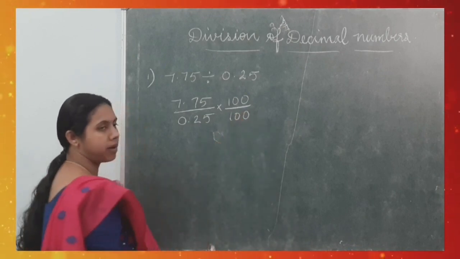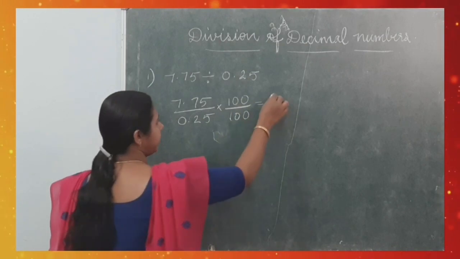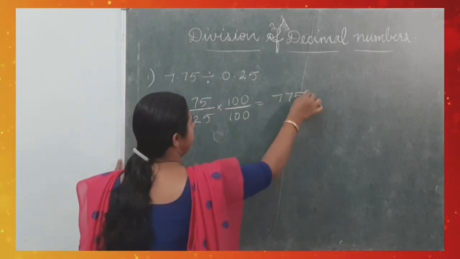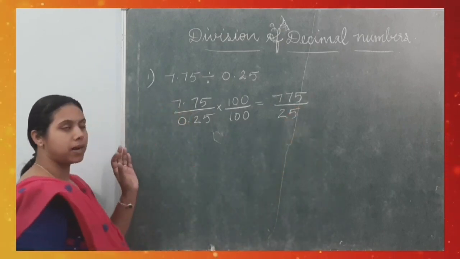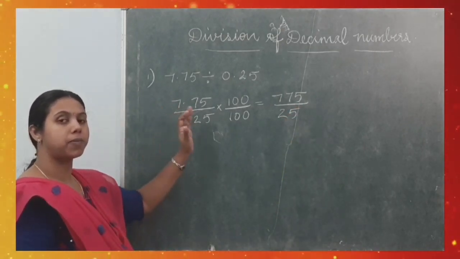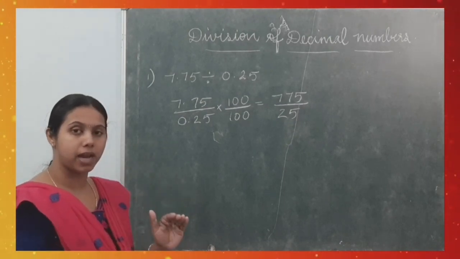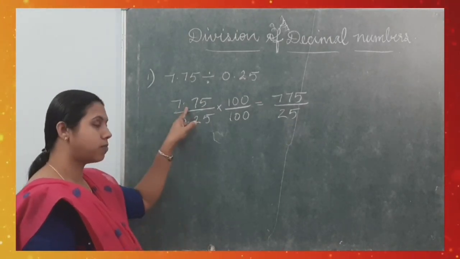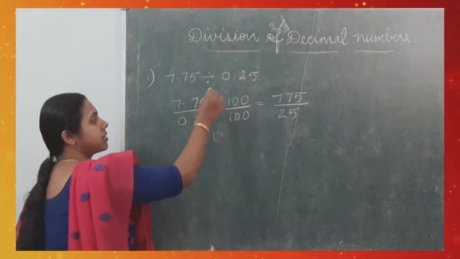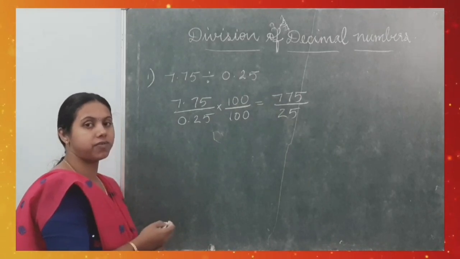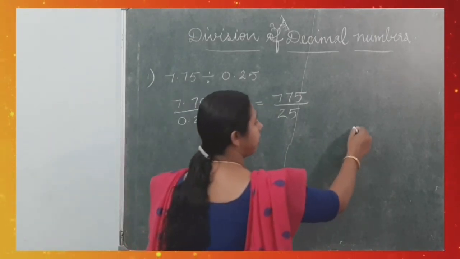Both are multiplied by 100. So which is equal to 775 divided by 25. We know that when you are multiplying a decimal number by 100, the decimal point will move 2 places to the right. So the answer will be 775 divided by 25. So now we can do the division.